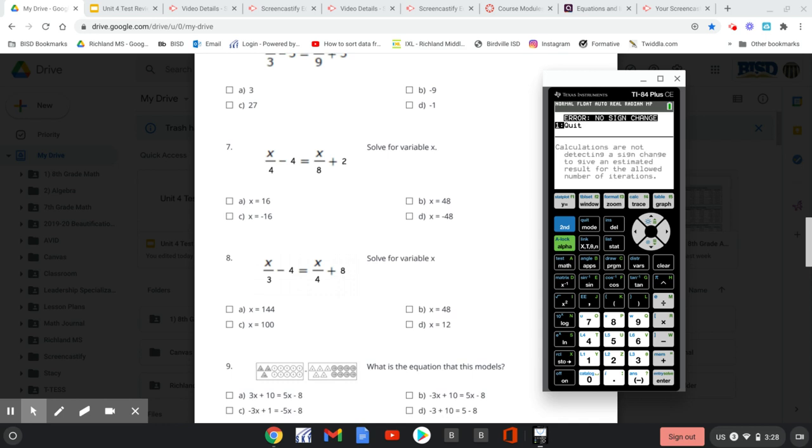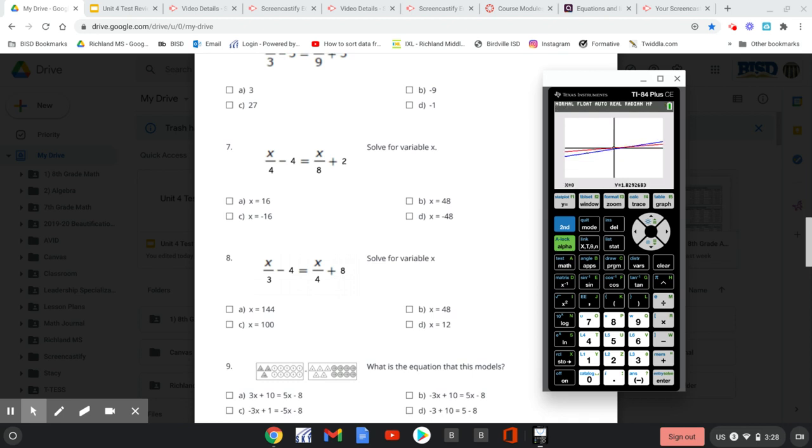Okay, it says error. So that must mean I'm going to hit second, quit. Then I'm going to hit y equals, and make sure I put this in right. I have x divided by 4 minus 4. I have x divided by 8 plus 2. So that must mean we need to zoom in. So I'm going to hit the zoom button that's in the middle. Then I'm going to hit number 3. Then I'm going to hit enter, and there's my lines.